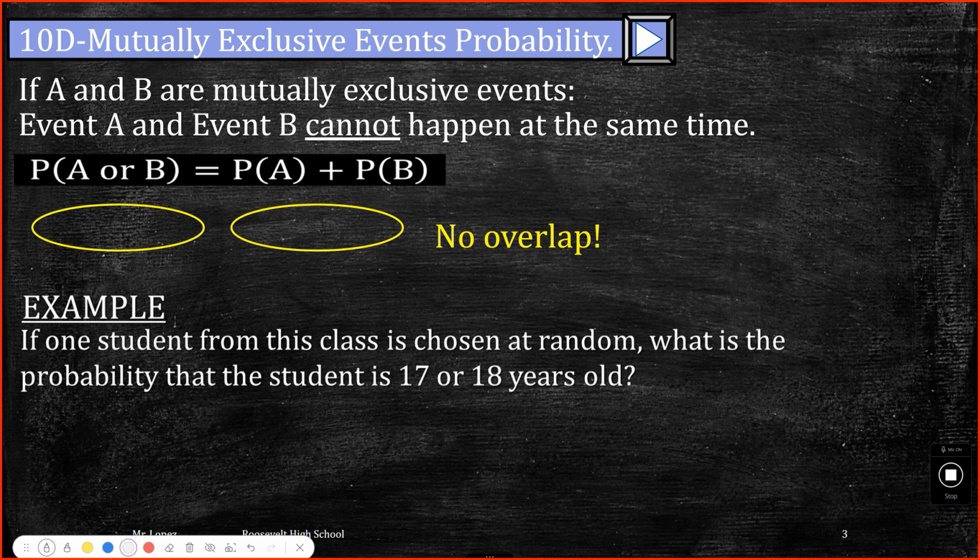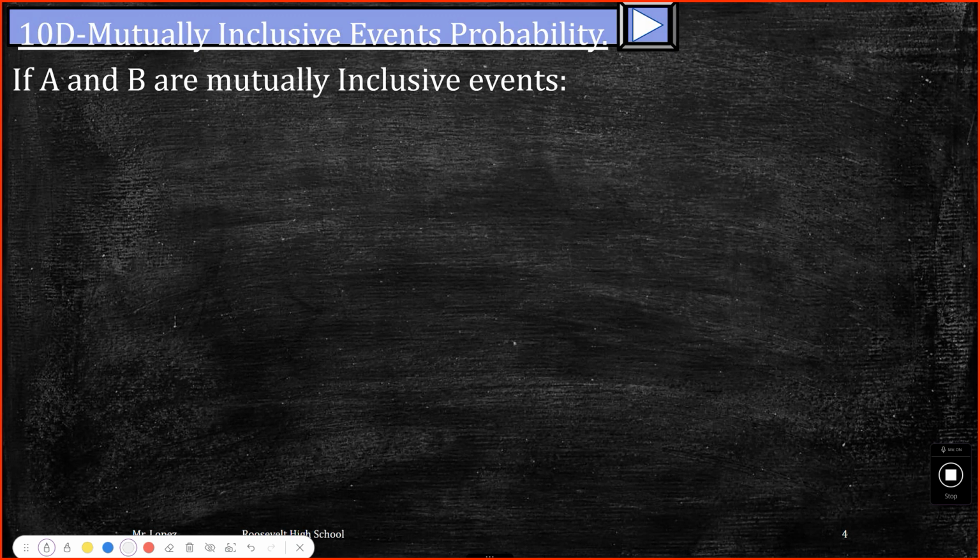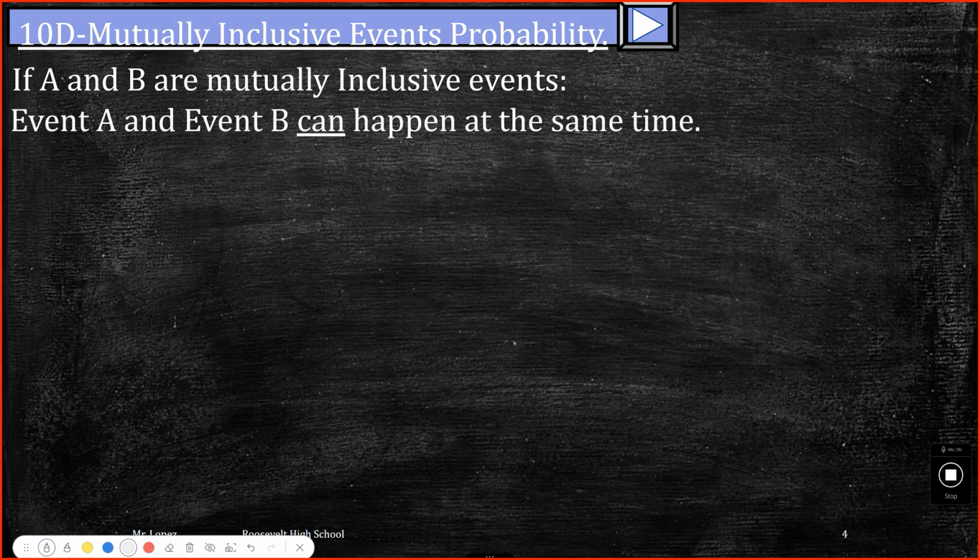Okay, now let's go to mutually inclusive events. Mutually inclusive event probability. I'll show you this one, how to change the percentage. If A and B are mutually inclusive events, that's because you could be both. You could be in both worlds. Event A and event B can happen at the same time.